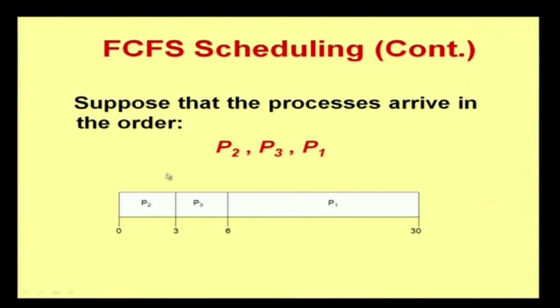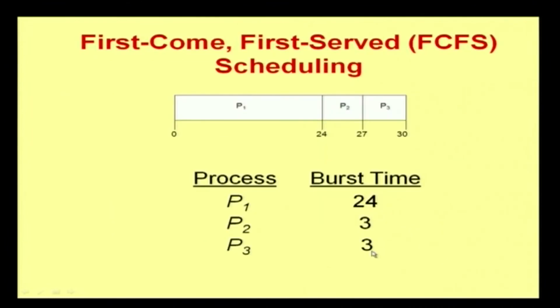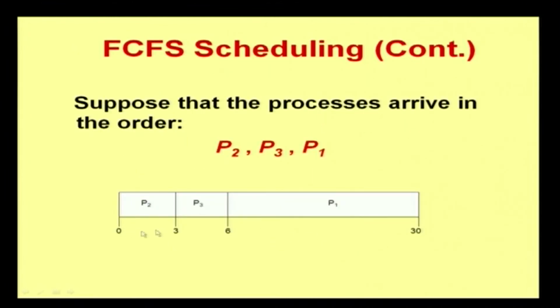So in this case what happens? Before process P2 there is no other process, so the waiting time for process P2 is 0. The time taken for execution of this process is 3 milliseconds, as we have seen over here. Compare it with this table: P1 24, P2 3, P3 3. So P2 takes 3 milliseconds, and process P3 again takes 3 milliseconds. 3 plus 3 becomes 6. The remaining 24 milliseconds is required for process P1 to get completed. So 6 plus 24 becomes 30.